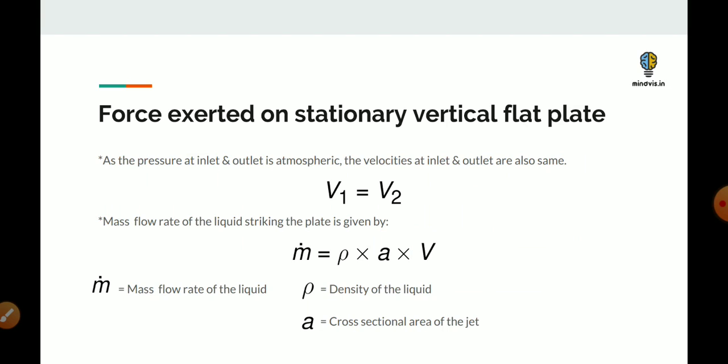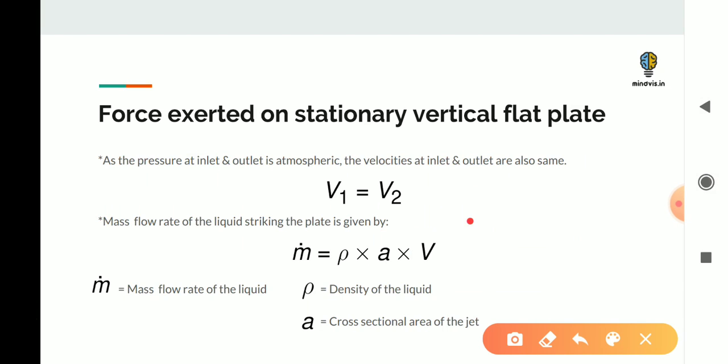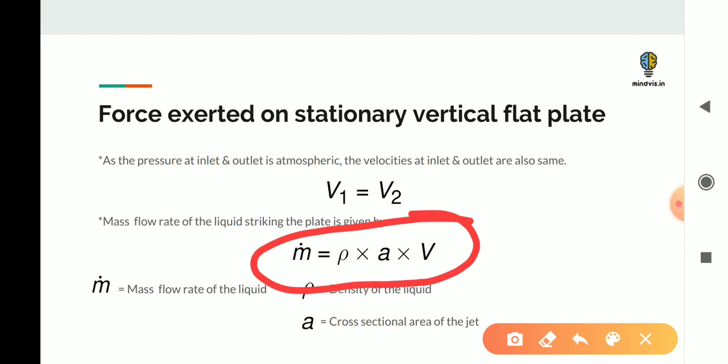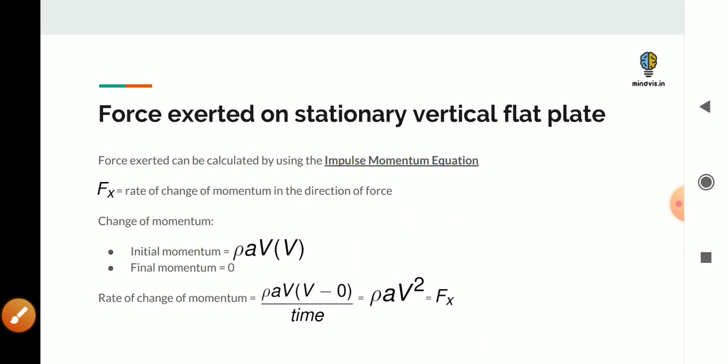The thing we have to calculate is the mass flow rate of the liquid striking the plate, given below. This is the mass flow rate, which is equal to rho AV. If we have to calculate the force in the x direction, we have to use the impulse momentum equation, that is change in momentum into velocity. So the change in momentum we will calculate from the initial momentum and the final momentum.